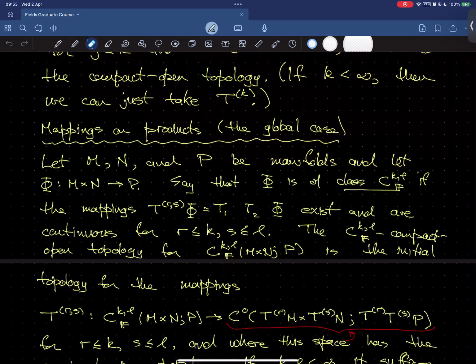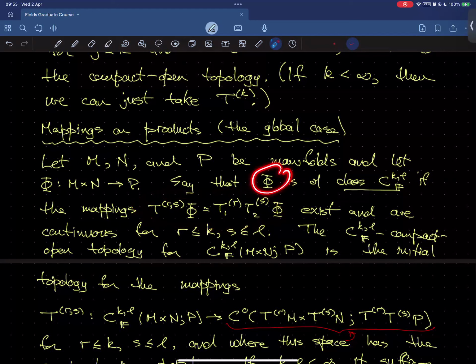I think I actually had it right, but I kind of feel like that might have been an accident. So I differentiate phi with the second argument, holding the first argument fixed. S times, and then I take that thing and I differentiate it now with respect to the first argument, R times. Okay, and I ask for the continuity of these things. So I say that phi has class CKL if these things exist and are continuous.